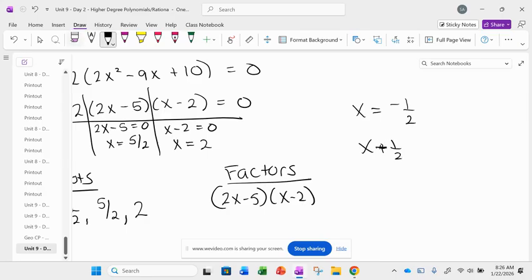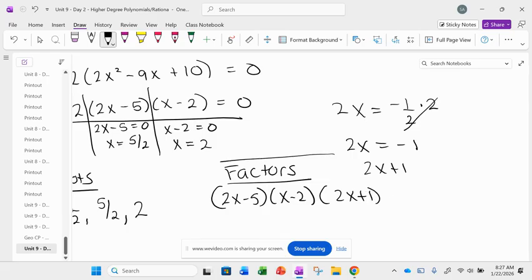What you're going to do, since it's a fraction, you're going to do step by step. First, you'll multiply the 2 on both sides. So that's a 2x equals negative 1. And then what are you going to do? Add that 1 over. So it's 2x plus 1. So a 2x plus 1 gives us that factor of negative a half.